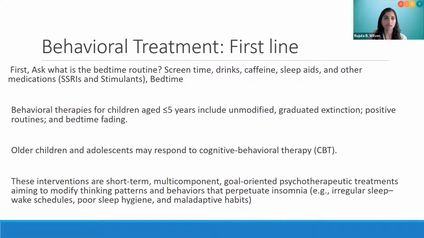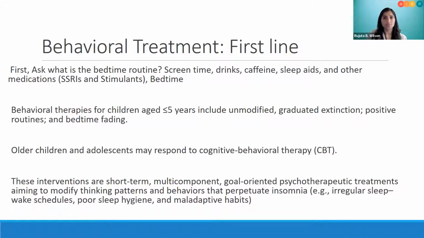And then also, as I already alluded to, what time is the bedtime routine actually starting. In general, behavioral therapies for children under 5 usually include graduated extinction, positive routines, and bedtime fading. And older children and adolescents may respond to cognitive behavioral therapy. There are a few pilot studies out there. There really aren't any major randomized controlled trials, which I'll mention later. But some pilot studies have shown some benefits of using CBT in older autistic individuals.